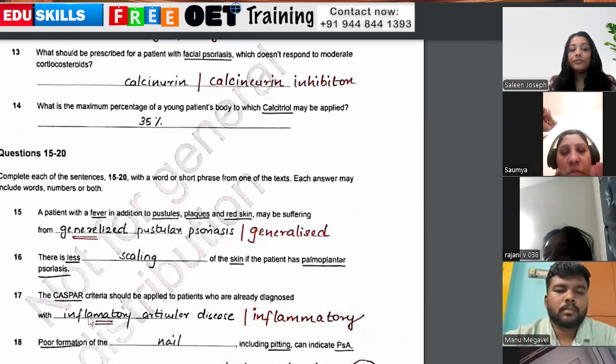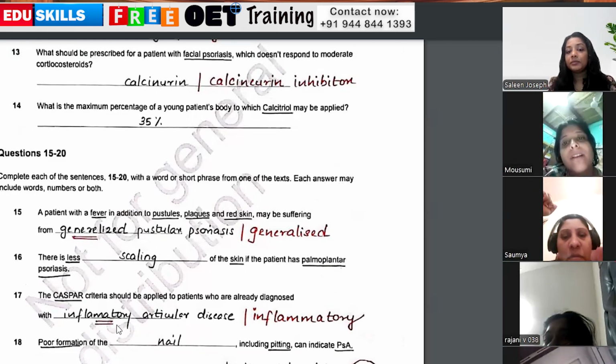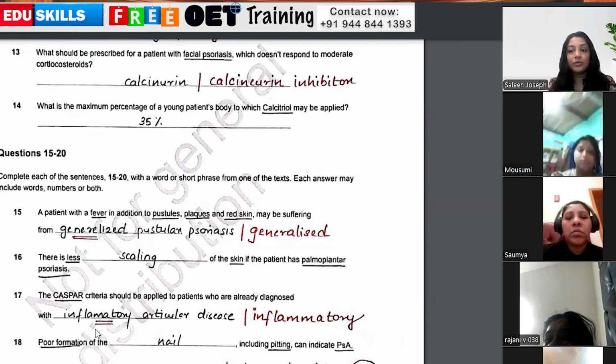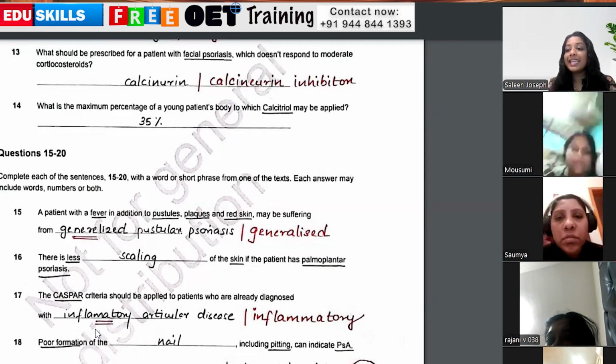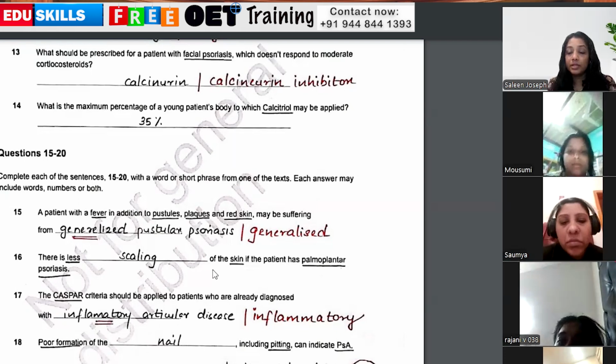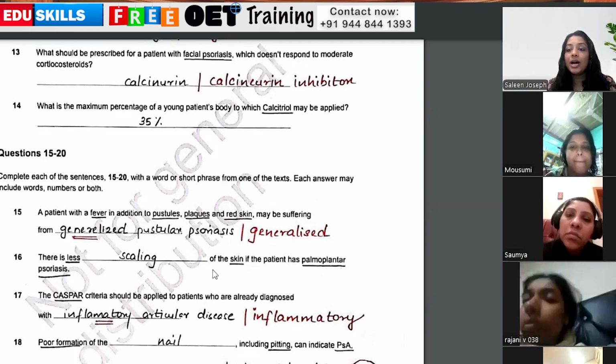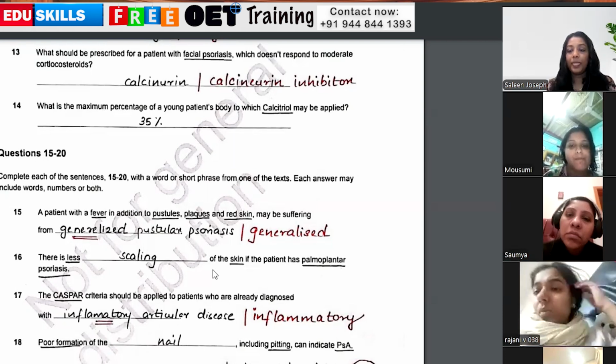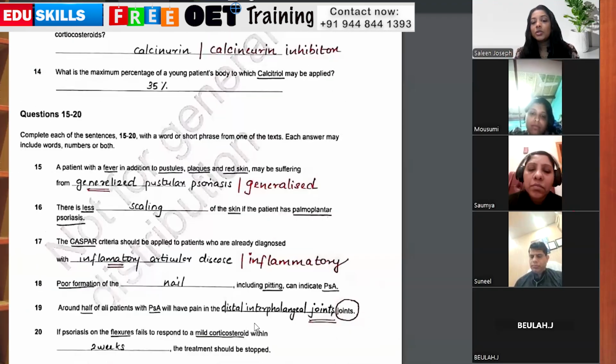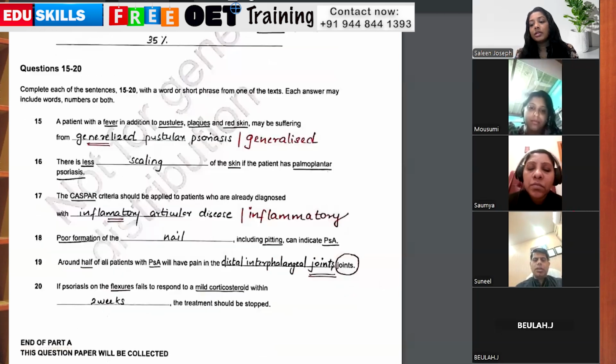Now, inflammatory again. M is missing, double M. If I write only one M, they won't give you marks. Whatever is there in your text booklet, you have to copy and paste the same thing. There is no other option for that. The 19th one: distal interphalangeal joints. Already joints is here, so if you write it again, it's a repetition, so it's also a grammar mistake, repetition of words.